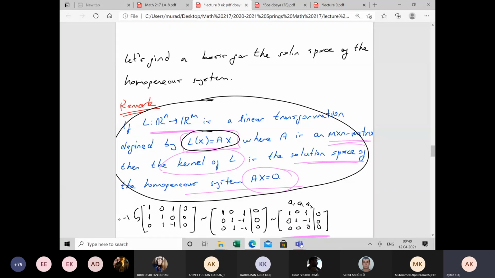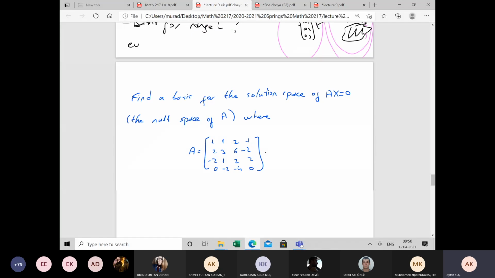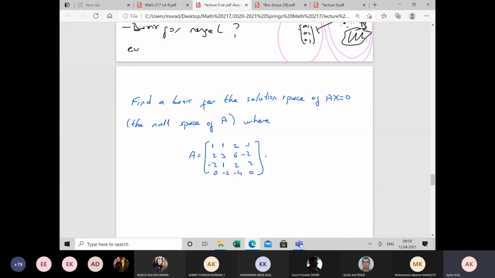Using the matrix A, we obtain the linear transformation. If L of x is A times x, then the kernel of L is the solution space of the homogeneous system. And this one is homework. Find the solution space for the map from R to the 4.